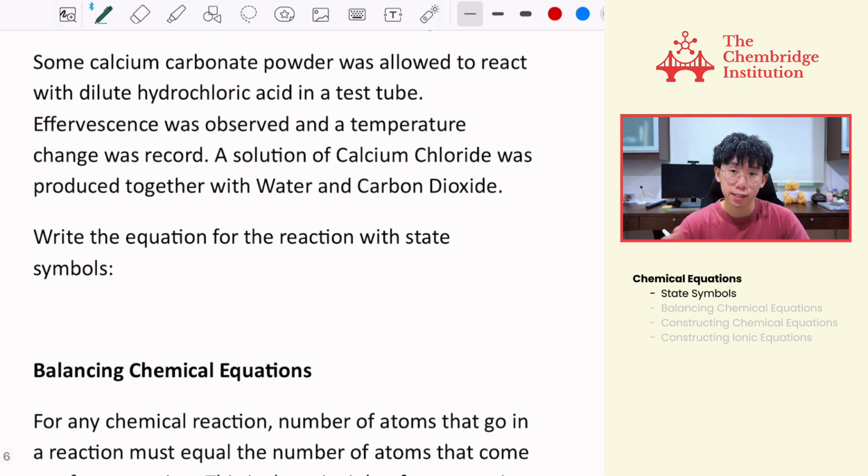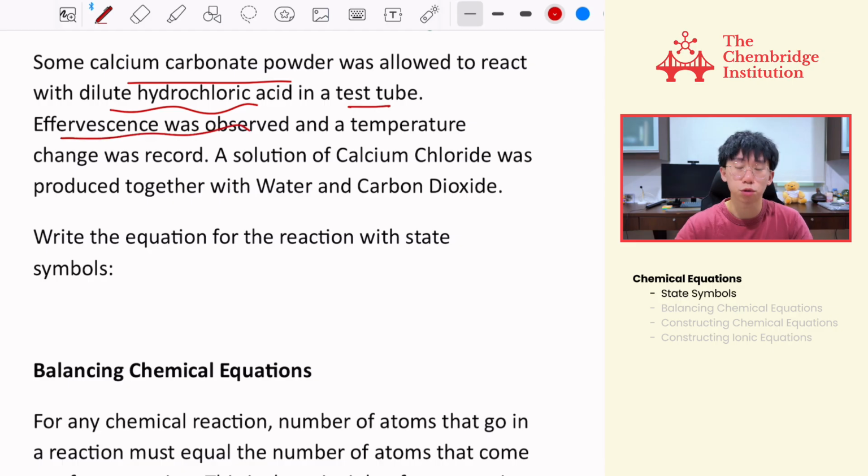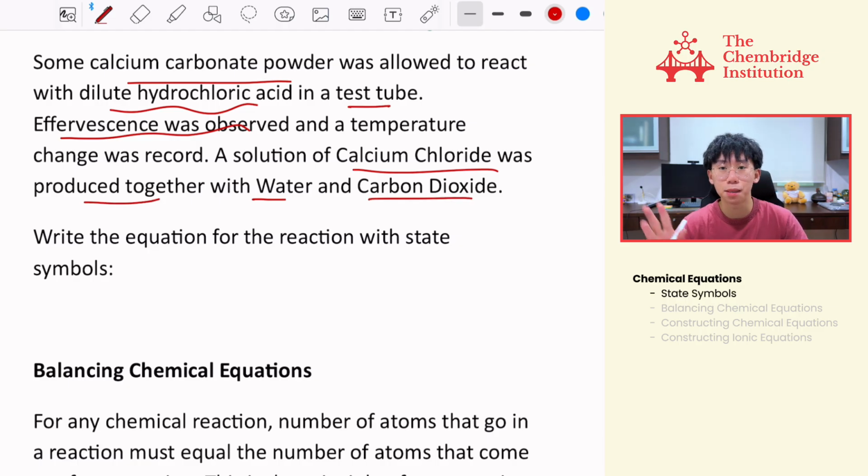Okay, so let's take a look at an example. Some calcium carbonate powder was allowed to react with dilute hydrochloric acid in a test tube. Effervescence was observed and the temperature change was recorded. A solution of calcium chloride was produced together with water and carbon dioxide. So they already tell you what is produced, and they want you to write the equation with state symbols.